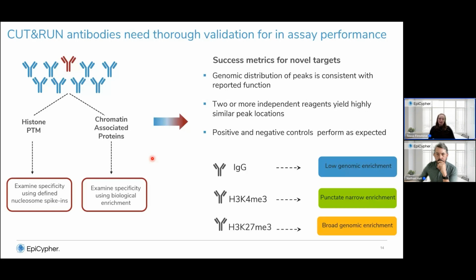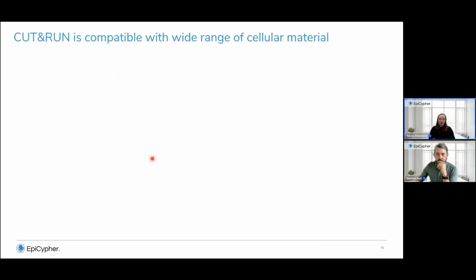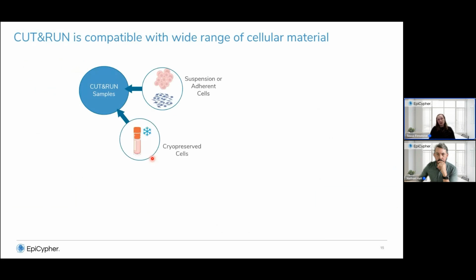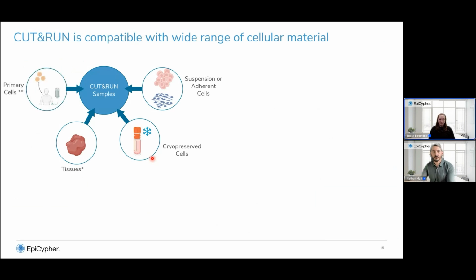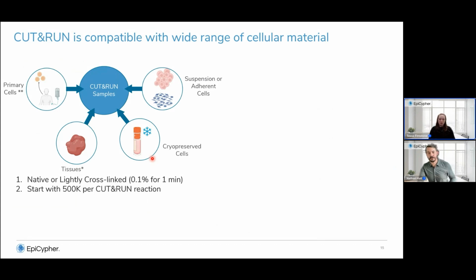Now, the second major variable within the CUT&RUN workflow is sample prep. CUT&RUN is compatible with a range of cellular material, including suspension or adherent cells, cryopreserved cells, tissues, or primary cells. Some considerations to keep in mind: CUT&RUN is not suitable for heavy cross-linking, but is suitable for native or lightly cross-linked cells or nuclei. Always start with 500,000 cells per reaction. However, high-quality antibodies can be successful with fewer cells.